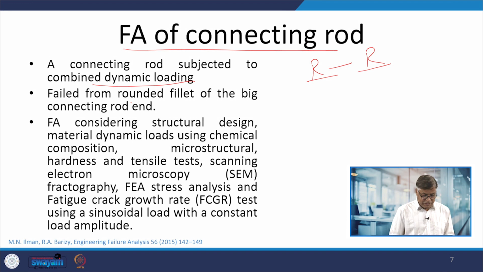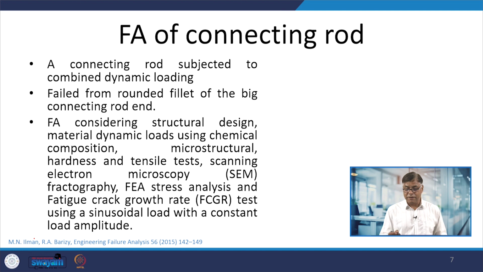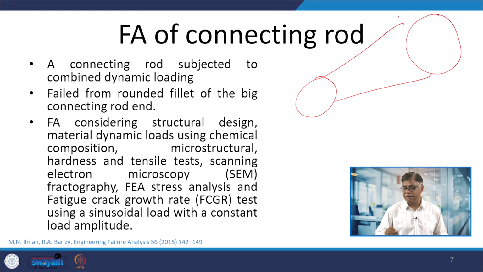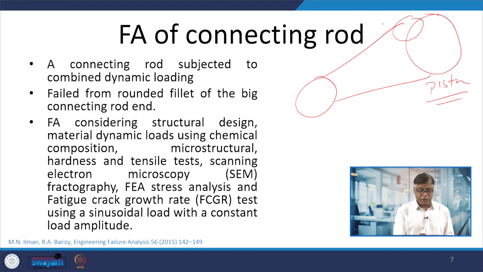When the component was inspected, it was found that the connecting rod has two ends, and the big end, the piston side end of the connecting rod, is bigger than the other side. The failure occurred from the piston side end. The failed connecting rod was observed visually, and it was found that the failure occurred from the fillet of the big connecting rod end.